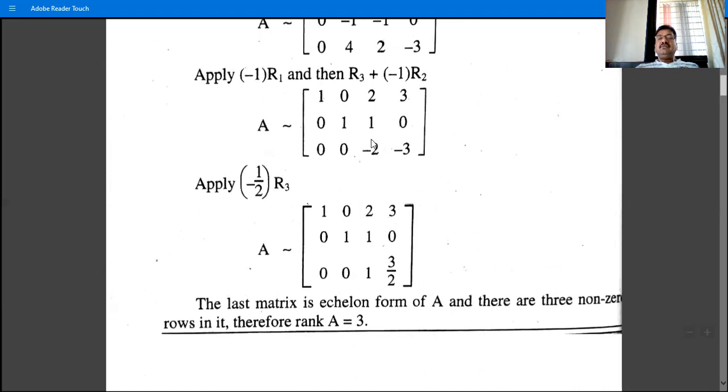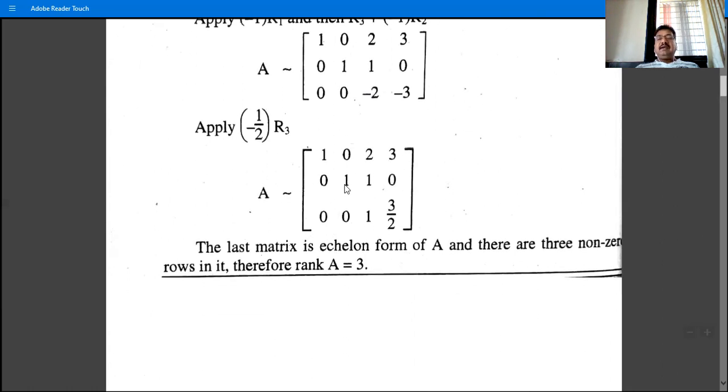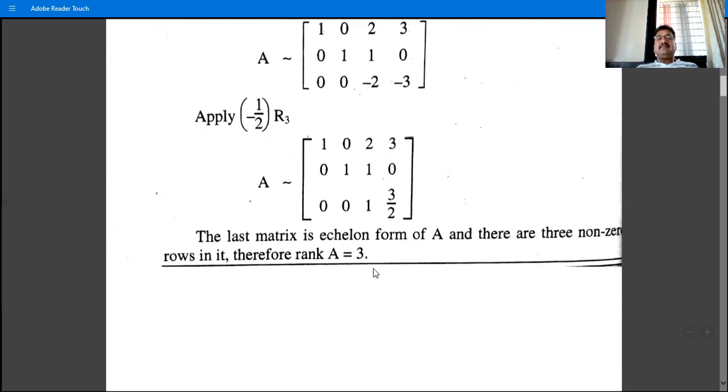And then we have to reduce this minus 2 to 1. So minus 1 half R3 is the operation. So we have, this is an echelon form, or row echelon form. How many non-zero rows are there in this echelon form? There are 3 non-zero rows, and therefore the rank of A is 3.